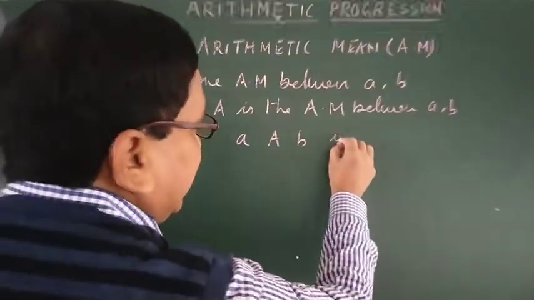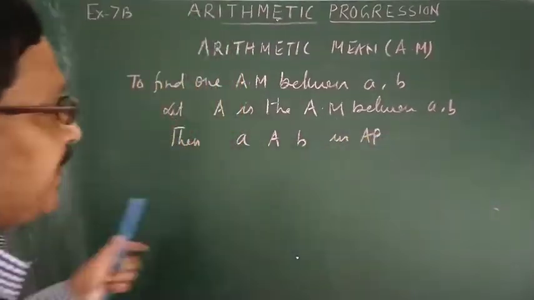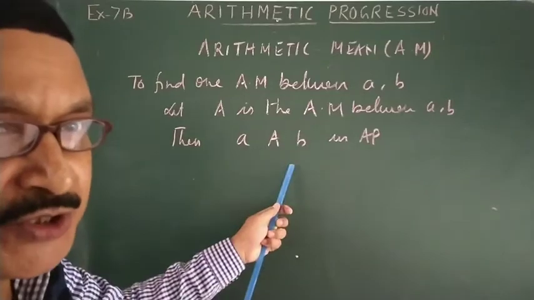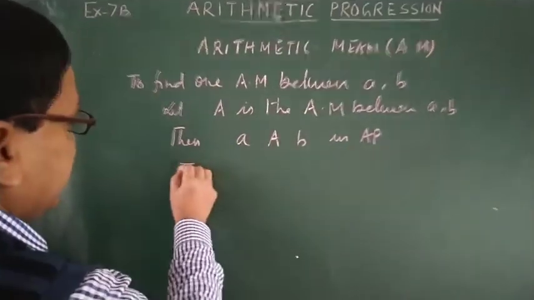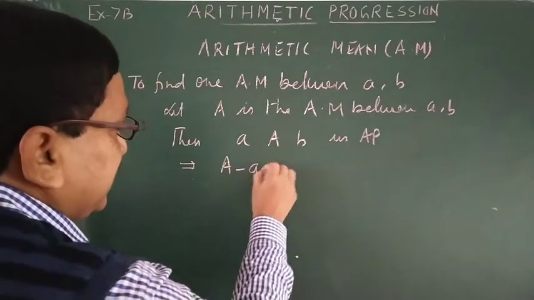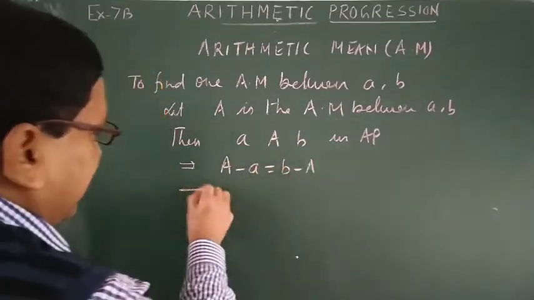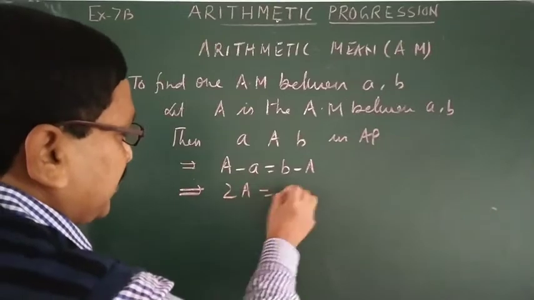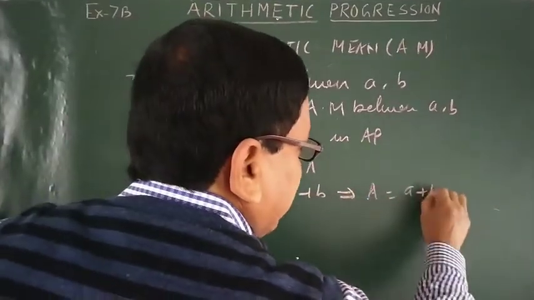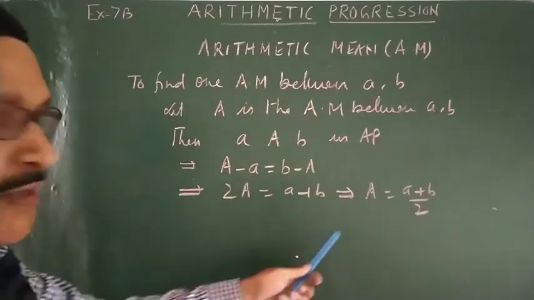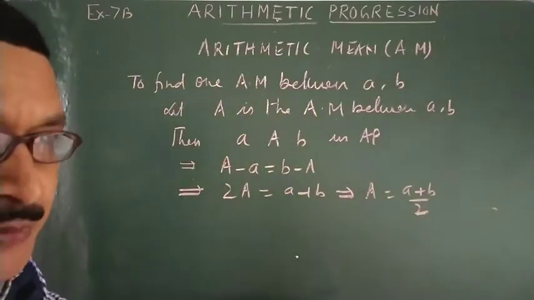So in an AP there is a character of the arithmetic mean: if it is substituted in between the two numbers a and b, it will form an AP. So this implies A minus a is equal to b minus A, and hence 2A is equal to a plus b. So A is equal to (a plus b) by 2. So the arithmetic mean between two numbers is the sum of the two numbers divided by 2.